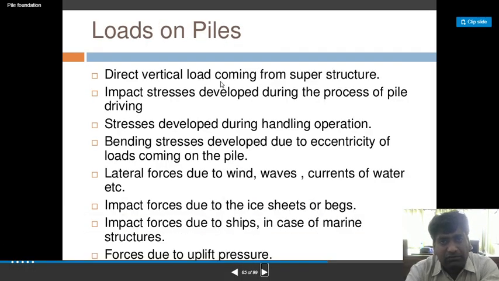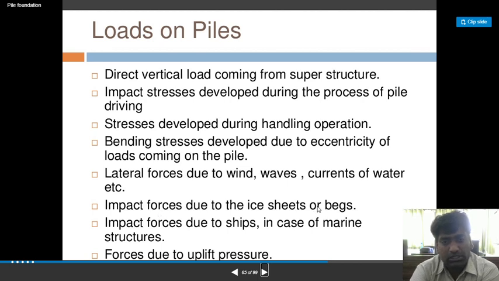Load on piles. Direct vertical load coming from the superstructure. Impact stresses developed during the process of pile driving. Stresses developed during the handling operation. Bending stresses developed due to the eccentricity of the loads coming on the pile. Lateral forces due to wind, waves, current of the water, etc.